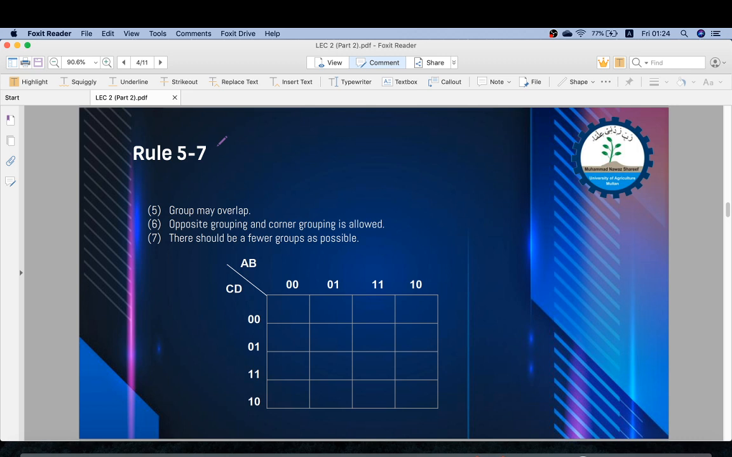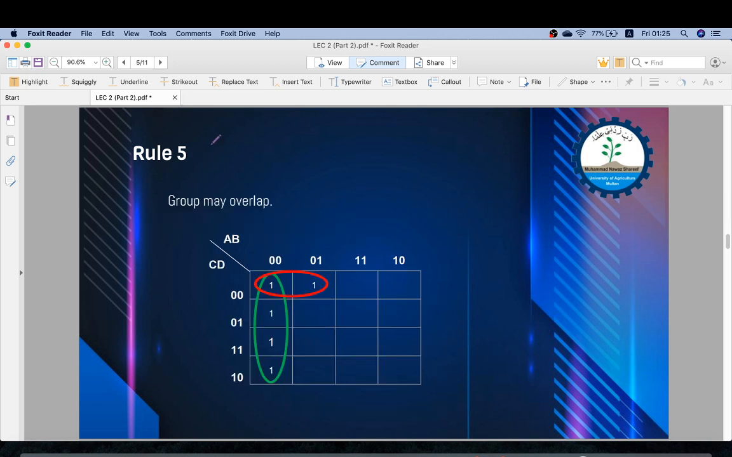The fifth rule is groups may overlap. What is overlapping? Today we'll also study that opposite grouping and corner grouping is allowed, and that there should be as few groups as possible. So this is the K-map for the 4 variables A, B, C, D. We'll take all these rules one by one. Rule 5: groups may overlap.